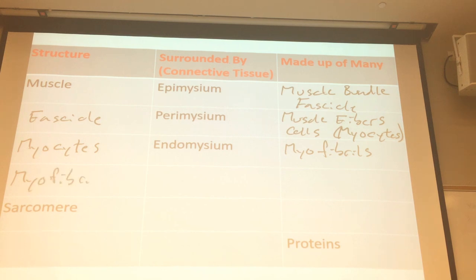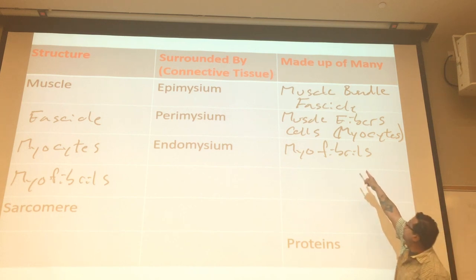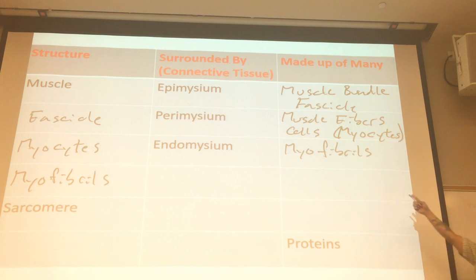Mm-hmm. And then the myofibrils, are they surrounded by connective tissue? No. Why not? What was this above myofiber? Myofibers. Cells. So do you have connective tissue inside of a muscle cell? No. You can have proteins and things like that making up the cytoskeleton, but you do not have connective tissue. From this point on, no more connective tissue sheath.